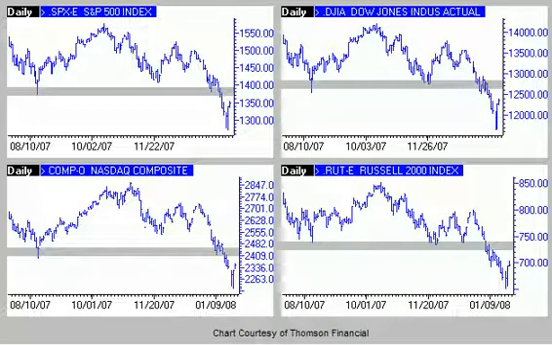So the overall takeaway here is we've got overhead resistance. Keep an eye on that. That's what I'm going to be watching in the week ahead. All of the indices have broken below support, and now have to contend with that on the upside.